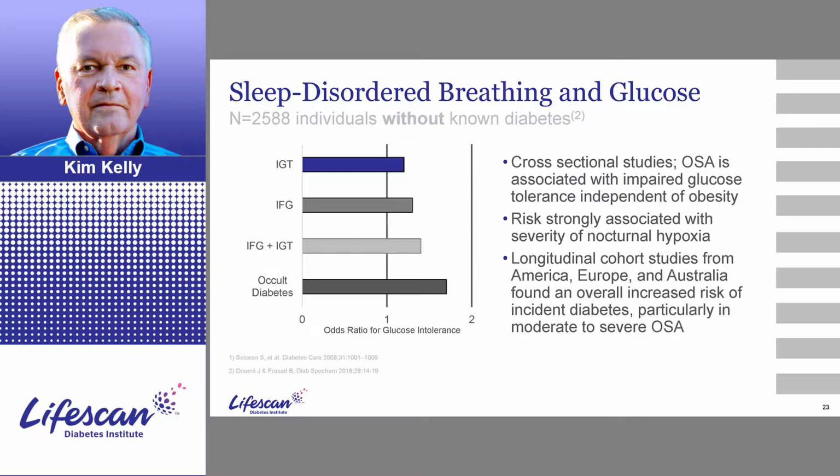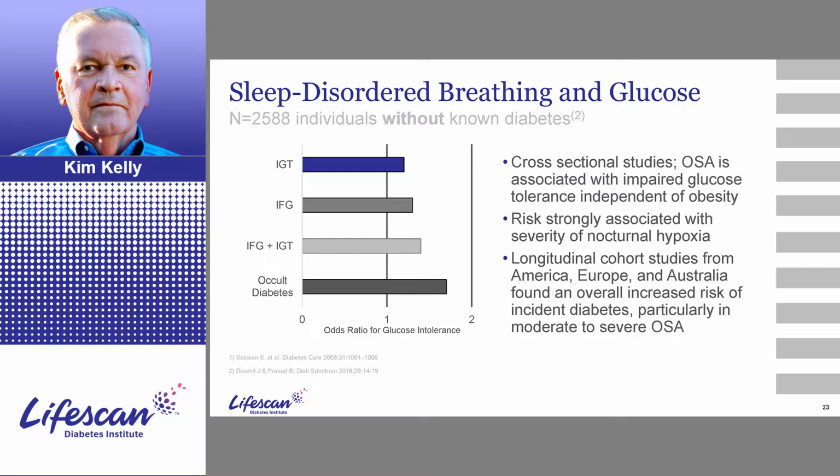Sleep-disordered breathing and glucose are intertwined for sure. In this particular study, about 2,600 people without known diabetes who were in a sleep health study had obstructive sleep apnea measurements, a polysomnography test. 1,000 of them who were overweight had obstructive sleep apnea, and about 200 of them who were not overweight also had obstructive sleep apnea.